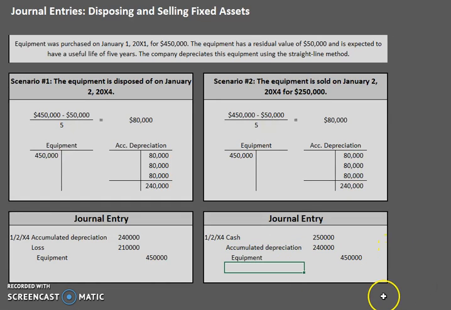Okay, now here's the fun part. As you can see here, our debits and our credits do not equal. Let's do some math up here just to kind of show you what's going on. So right now we have a total of $490,000 in our debits, and we only have $450,000 in our credits. So what do we have to put in our credit column to make this balance? Well, we have to do the difference, and that would be $40,000.